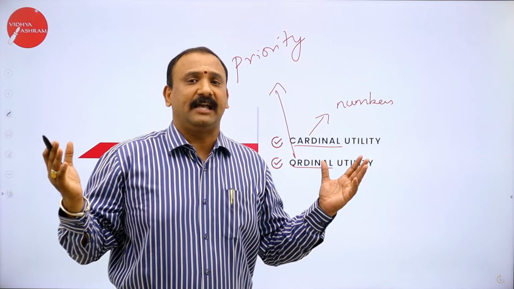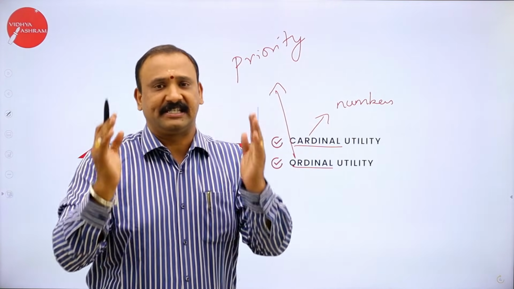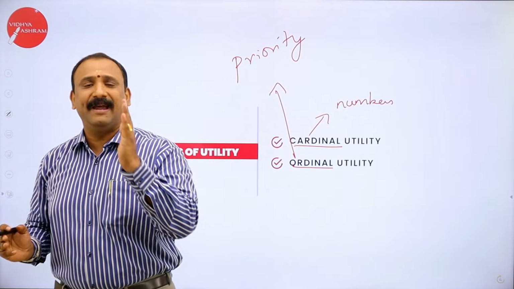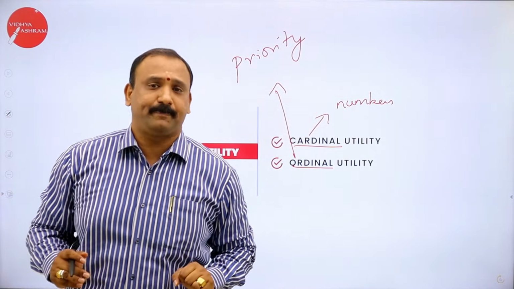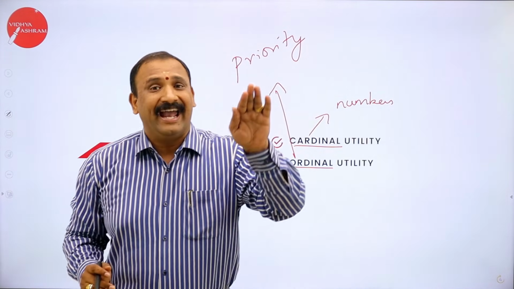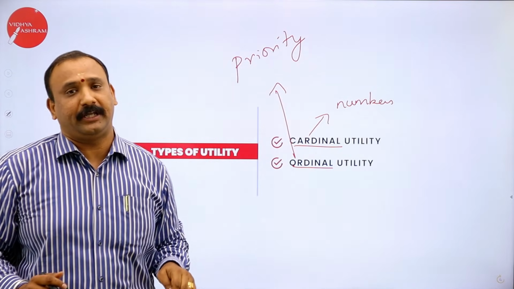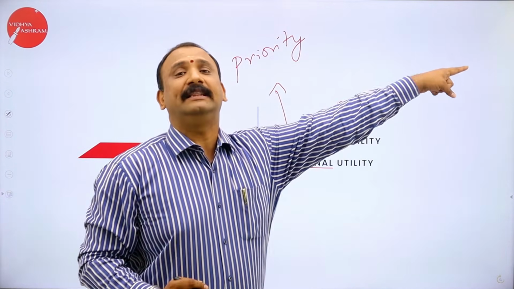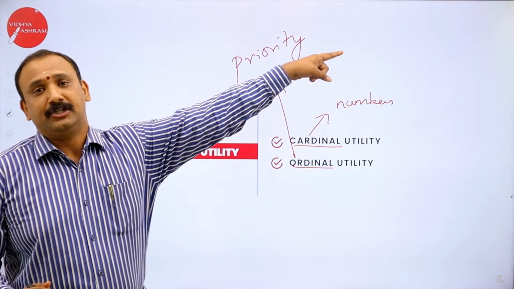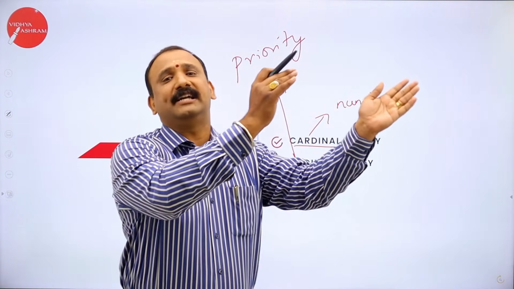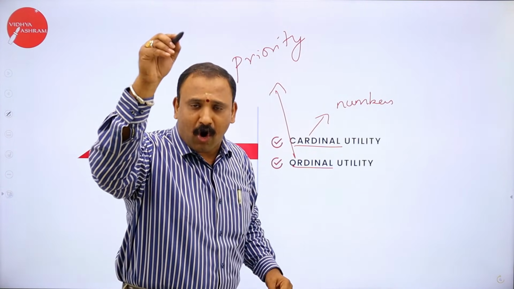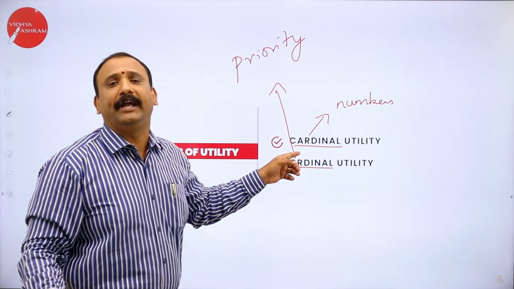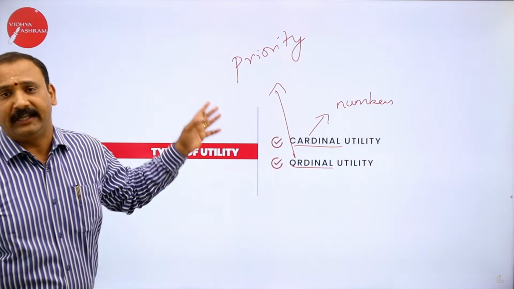Not everything in life comes to me at the same phase. Not everything comes to me with the same importance. For certain people, education is the topmost priority. For certain people, health is the topmost priority. For certain people, wealth is the topmost priority. So what are you prioritizing yourself? Based on that priority, based on that value, we will go into the ordinal utility.